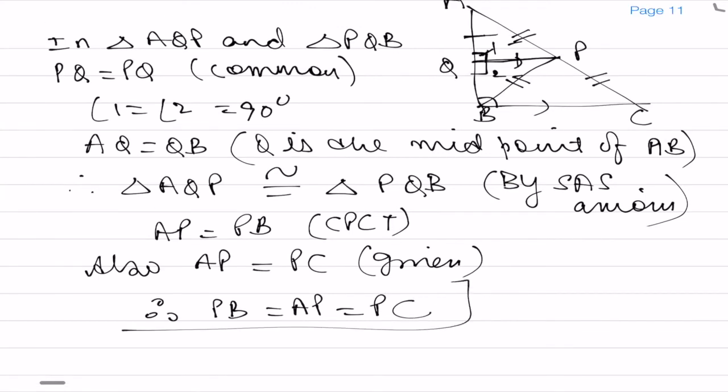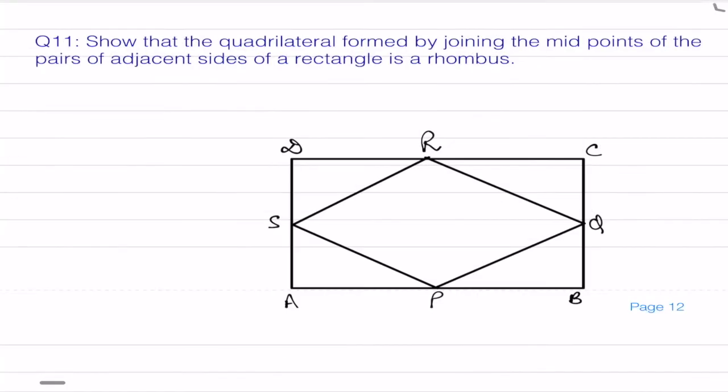So, all the three sides are equal. And that's what we have to prove. So, hence proved.